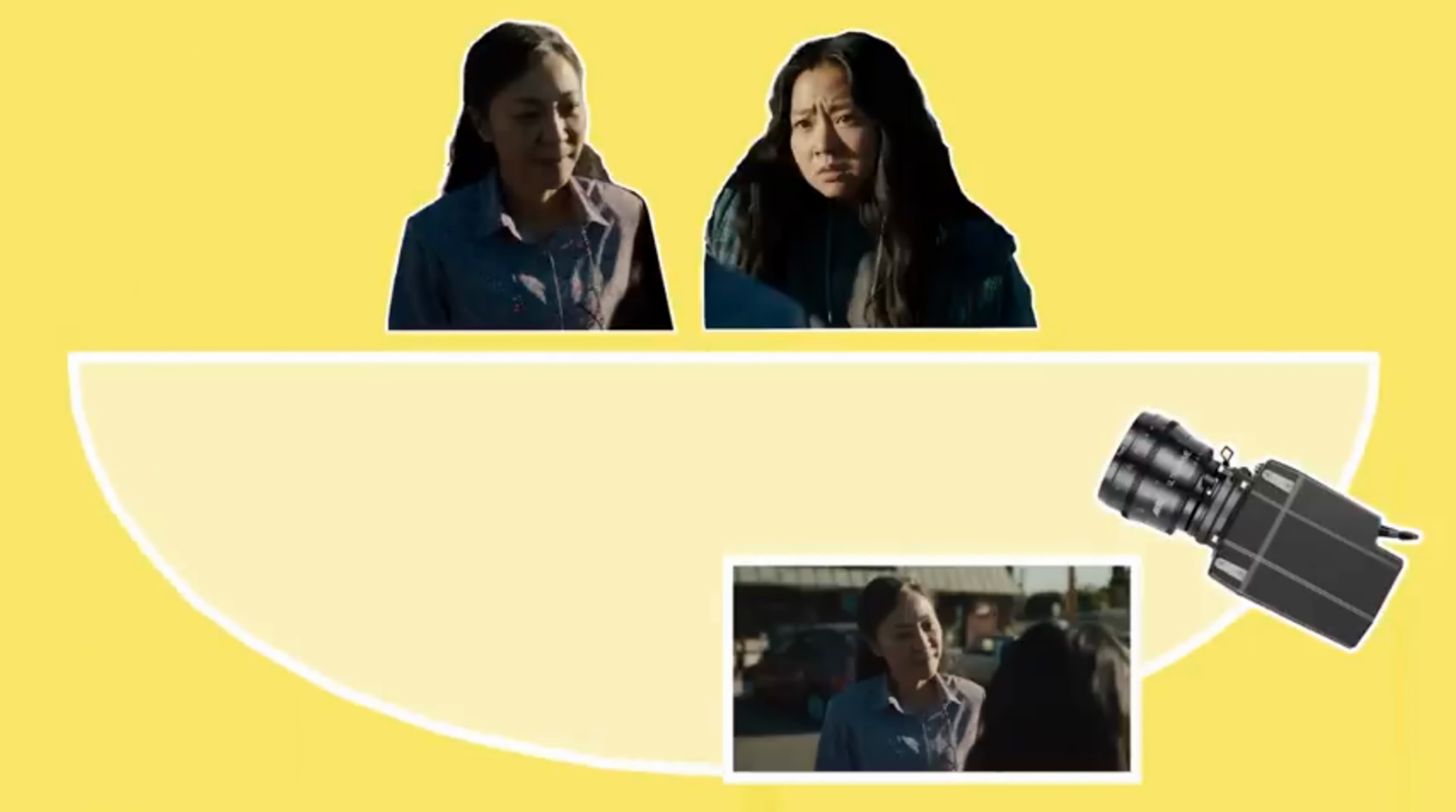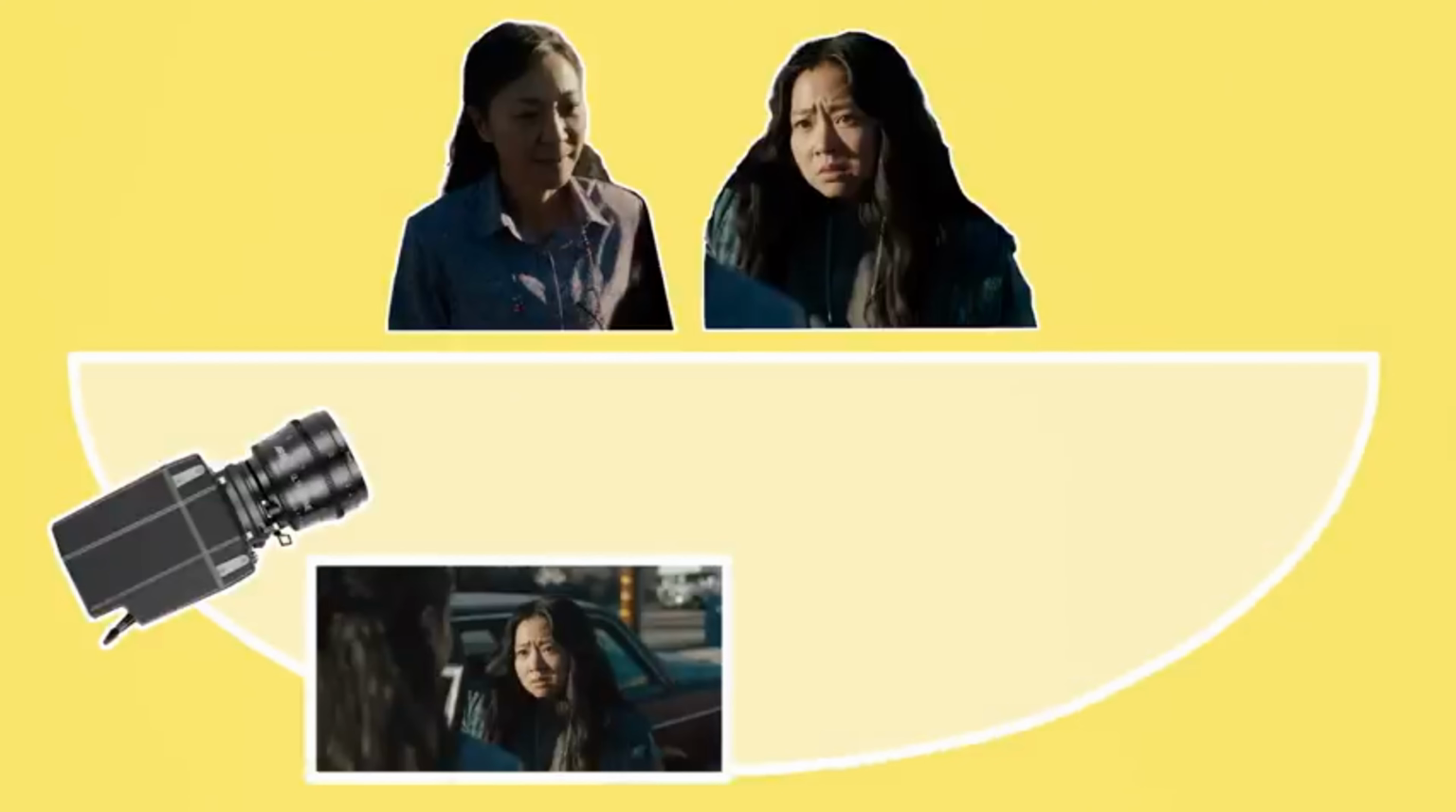So if character A appears on the left of frame for a close-up, and character B's shoulder is on the right of frame, this will get switched for the reverse, where character B appears on the right of frame, and character A's shoulder is on the left of frame.